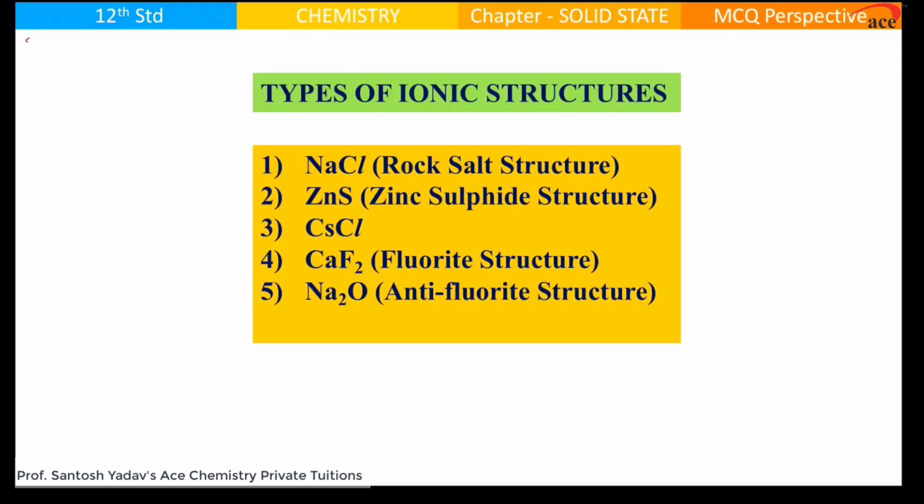Now this entire topic of types of ionic structure is not given in state board syllabus, and it is also not given in NCERT, but it has been found there are many MCQs asked in medical entrance exams like NEET and engineering entrance exams like JEE. Under this, 5 ionic structures are to be learned compulsorily, along with one covalent structure called diamond. So we come to the first structure, NaCl, which is also called rock salt structure.